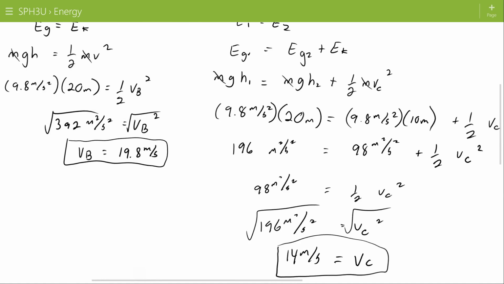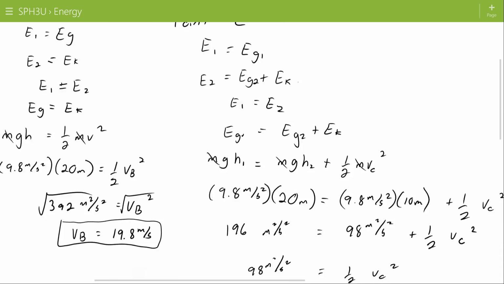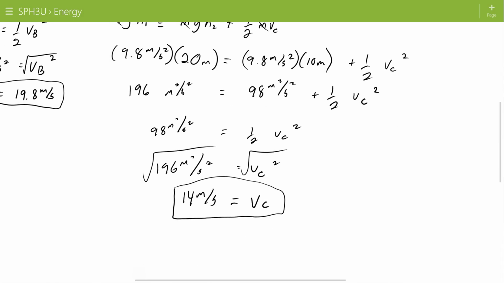So there you go. Here we have a situation where all of the gravitational potential energy was converted into speed. And here, some of that gravitational potential energy stayed as gravitational, and the remainder went to speed.